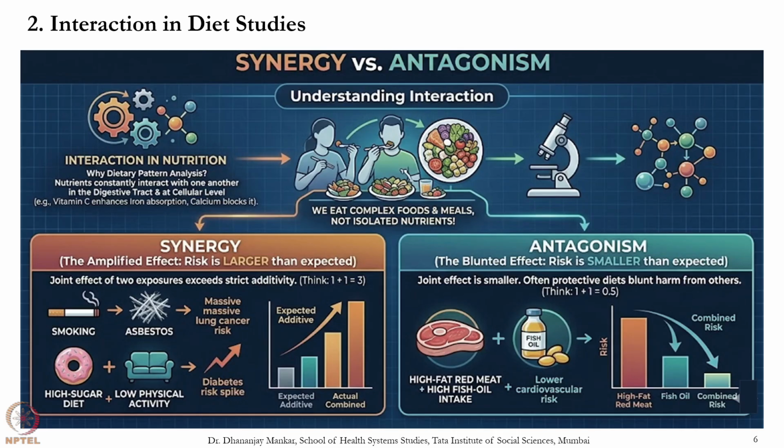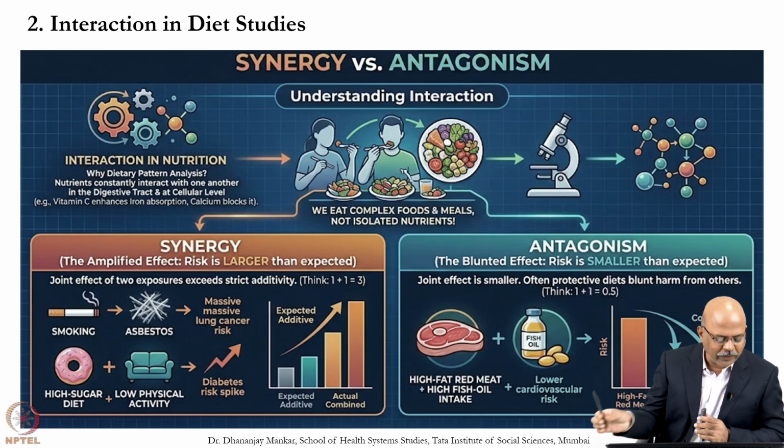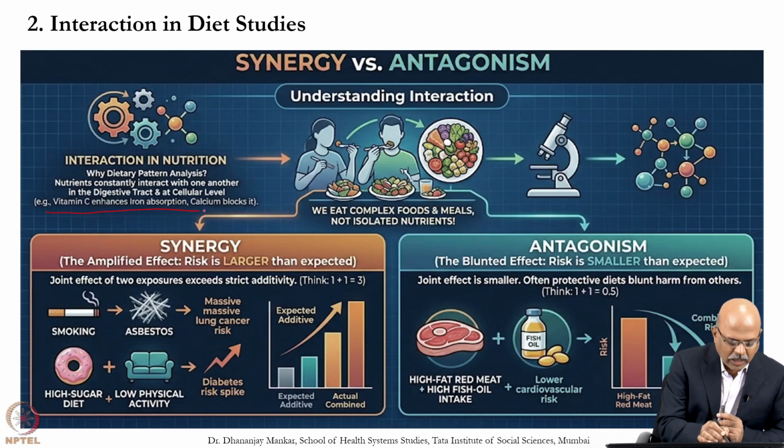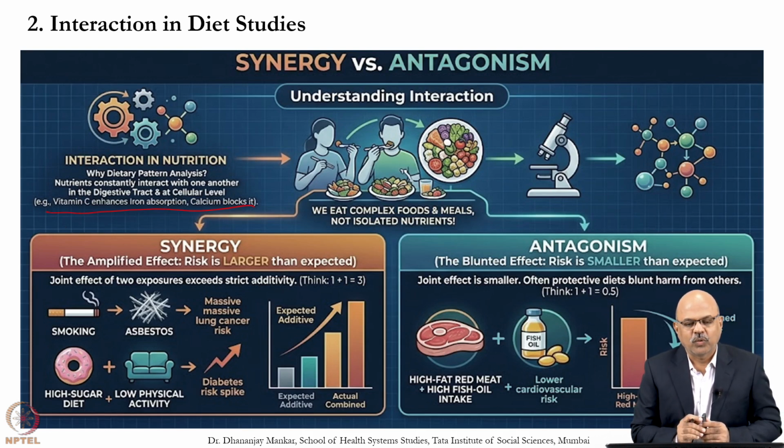Now we will understand synergy versus antagonism. Understanding the interaction: interaction in nutrition is why dietary pattern analysis matters, because nutrients constantly interact with each other in the digestive tract or at the cellular level. For example, vitamin C enhances iron absorption and calcium blocks it. So we eat complex foods and meals, not isolated nutrients.